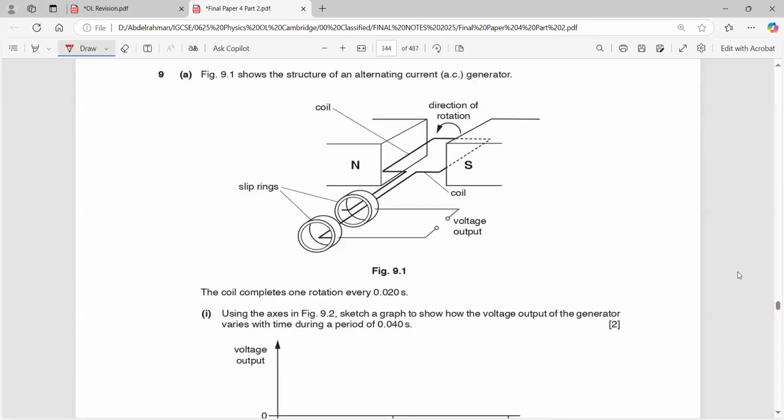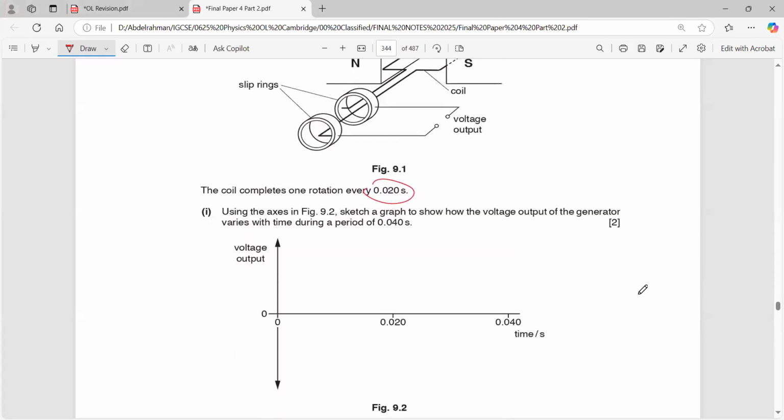Using the axes, you have a coil which is in the horizontal position. Using the axes in 9.1, sketch a graph to show how the voltage output of the generator varies with time during a period of 0.04 seconds. He says that the coil completes one rotation every 0.02 seconds. Can I draw the output? Yes, I can draw the output.